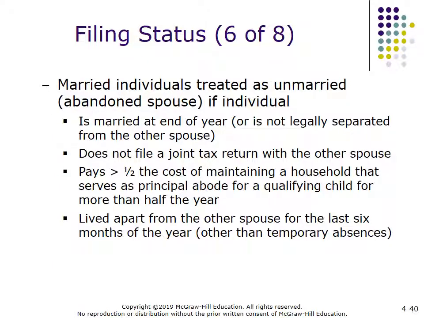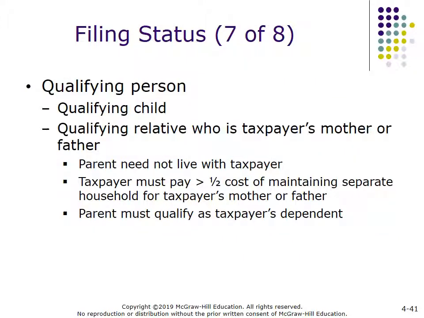So you may be able to do head of household status if you are married, if you fall into this abandoned spouse rule. You're still married. You're not legally separated. At the end of the year, you don't file a joint tax return with your spouse. They haven't lived in the house for the last 6 months of the year permanently. And you pay more than half the cost of maintaining the home for a dependent child. Qualifying person for head of household status.